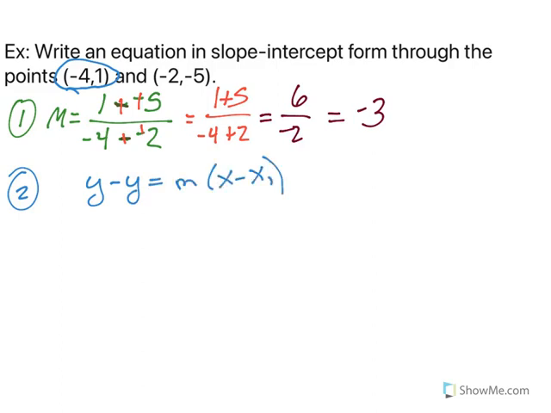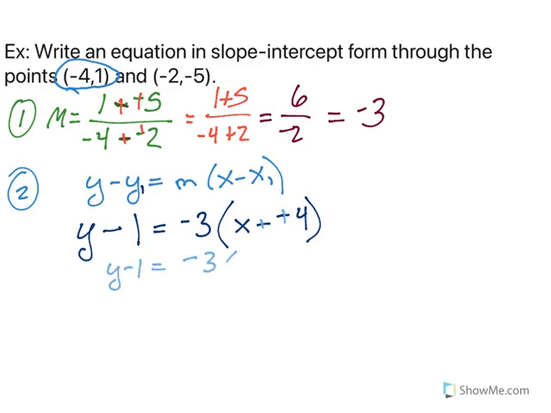If you struggle remembering equations, I highly recommend you write it down in form first, because the more you write it, the more you're going to remember it. So let's plug in what we know. We have y minus our y1 value, which is 1, our slope is negative 3, and then x minus our x value of negative 4. So once again, two negatives make a positive. So this is the same as y minus 1 equals negative 3 times x plus 4.